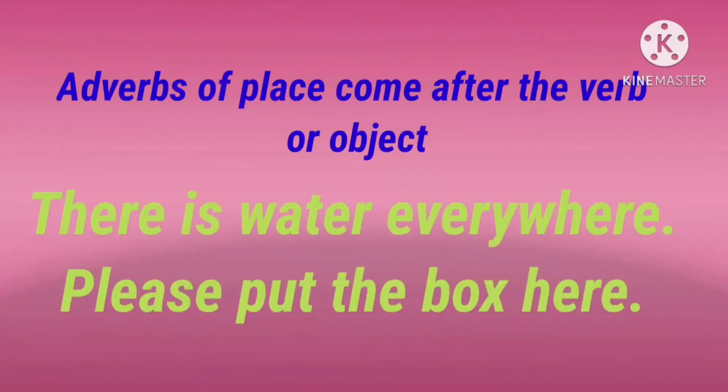Next, adverbs of place also come after the verb or after the object. Example, there is water everywhere. Here, everywhere is an adverb of place. It comes after the verb is.